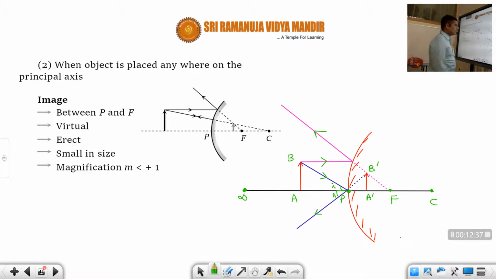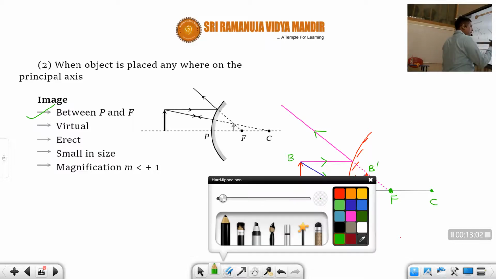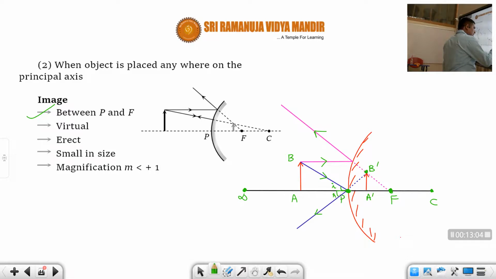Okay, students. So first of all, what is the position? It is formed between P and F. So the location of the image formed will be between P and F, that is the pole and the focus. And what about the nature of this image? Are the reflected rays actually converging? No. Are they actually diverging? No. They appear to diverge from this point. See here, students, from the point B dash, you can see that they appear to diverge.